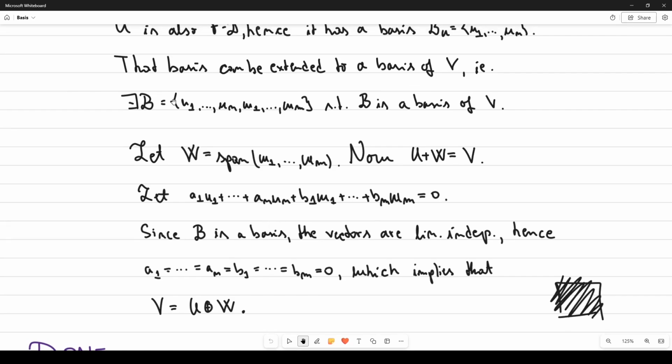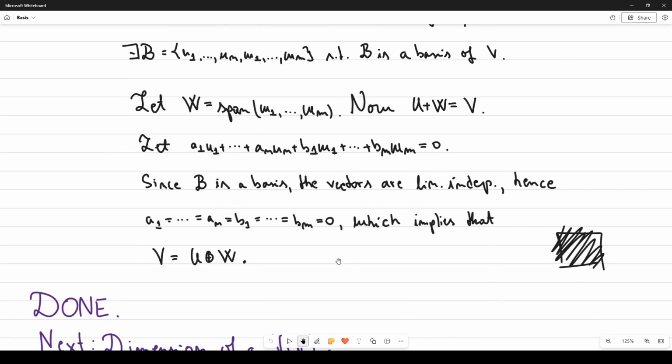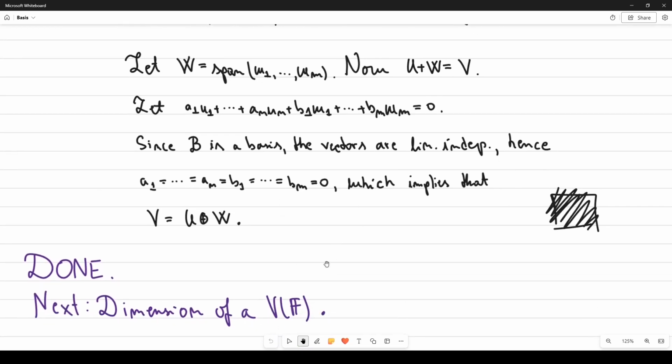And since B is a basis of our vector space V, the vectors are linearly independent. Hence, all the scalars have to be equal to 0, and that means that our little u has to be equal to the 0 vector, and our little w has to be equal to the 0 vector. So we have that V is equal to the direct sum of U and W. And that would be it for basis.